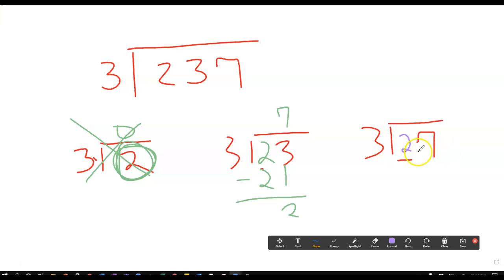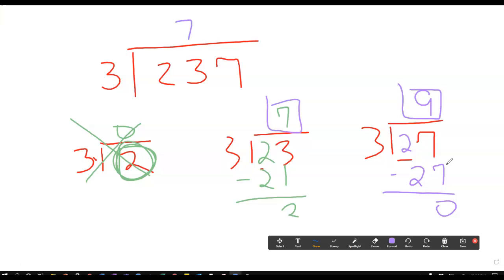So now I have 27 of something. I want to make groups of 3. And I just happen to remember my 9s. 9 times 3 is 27. I have no remainder left over. And so my answer comes from here and from here. 79.